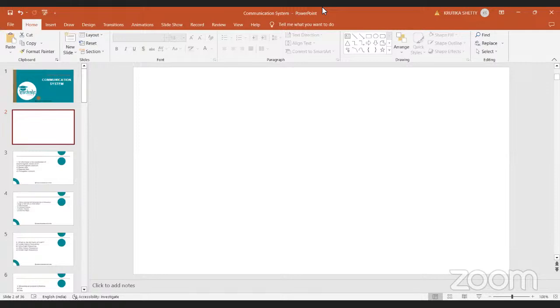Then here we have the two basic modes of communication. What are the two basic modes of communication? The first one is point to point communication. And the second one is broadcast communication mode. So these are the two communication modes which we have here.